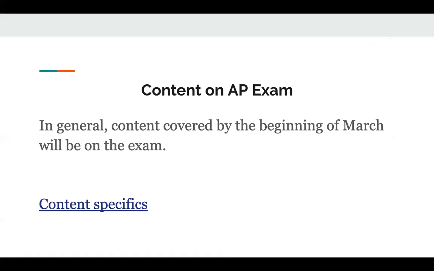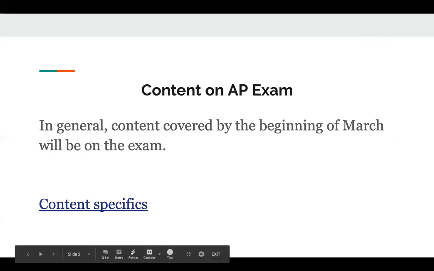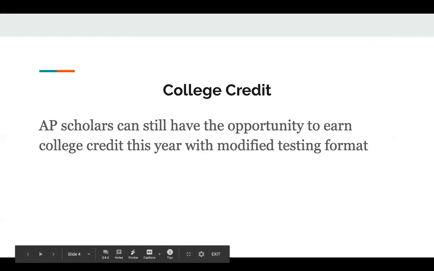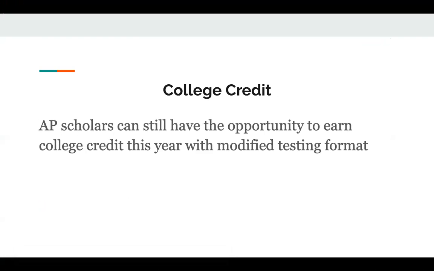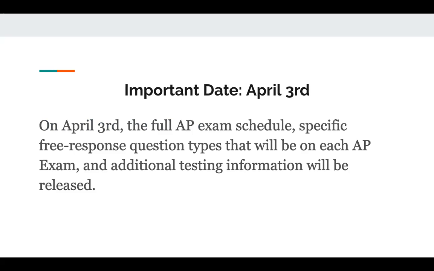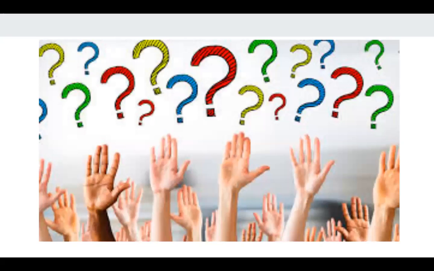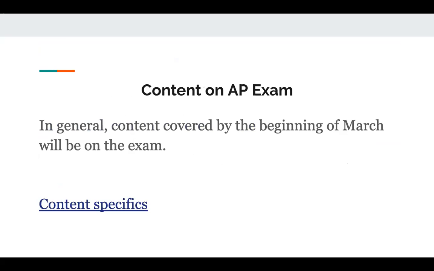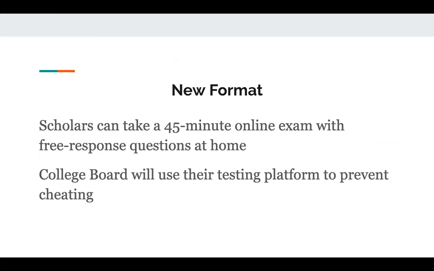In general, content covered by the beginning of March will be on the exam. There's a content-specific piece we're going to look at in a little bit. You'll still get your college credit with the modified format. There are resources for the daily AP course schedule and the AP YouTube channel. An important date is April 3rd: the full AP exam schedule, the specific free response question types for each AP exam, and additional testing information will be released. It looks like we might not even be doing multiple choice. So we have to wait until April 3rd to know all the details.